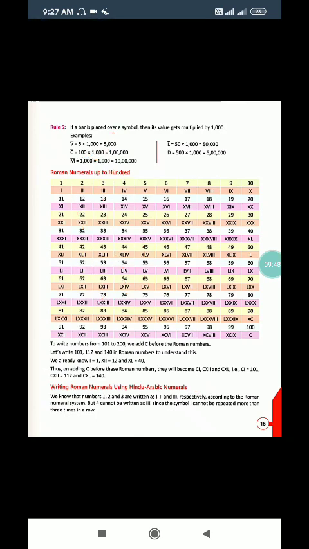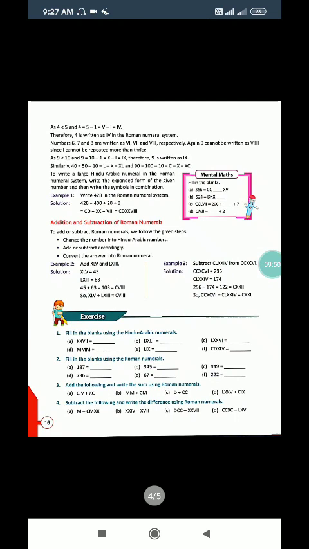Okay, now we'll move here. 4 is less than 5, and 4 equals 5 minus 1, which is V minus I, equal to IV. This we have learned before. Therefore 4 is written as IV in the Roman numeral system. Numbers 6, 7 and 8 are written as VI, VII and VIII respectively.